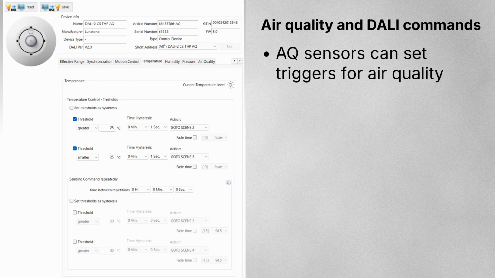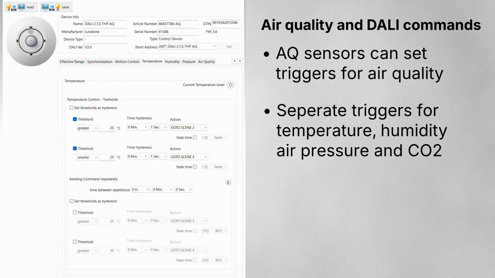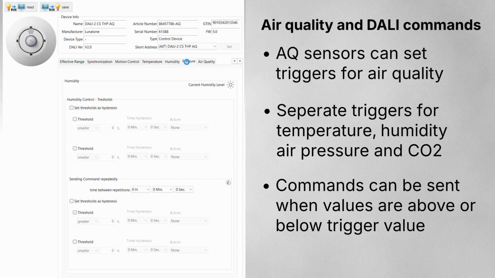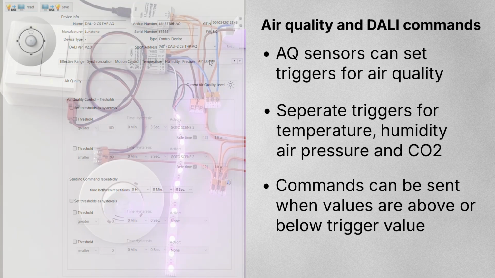The AQ sensor allows you to set commands that trigger when specific air quality thresholds are reached. Separate tabs are available for temperature, humidity, pressure, and air quality, each with a threshold option that can be enabled. Once active, the sensors will monitor the selected value, and when it rises above or falls below the defined limit, a DALI command is executed.